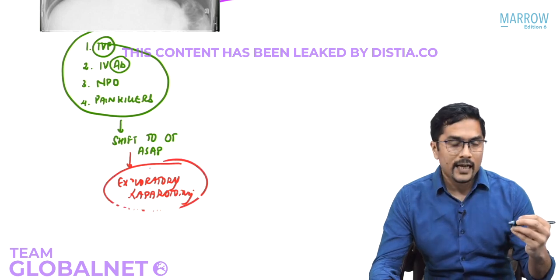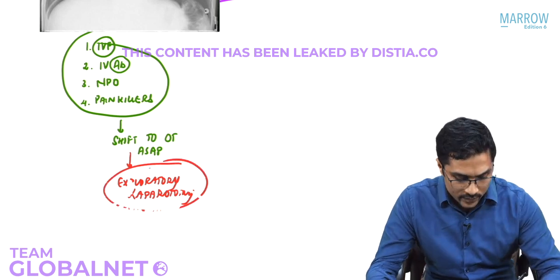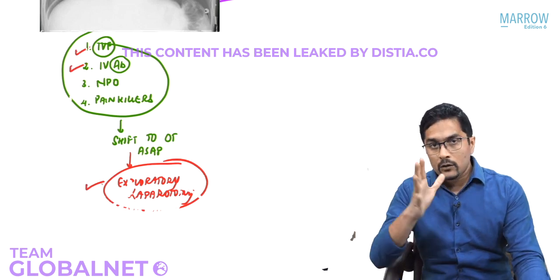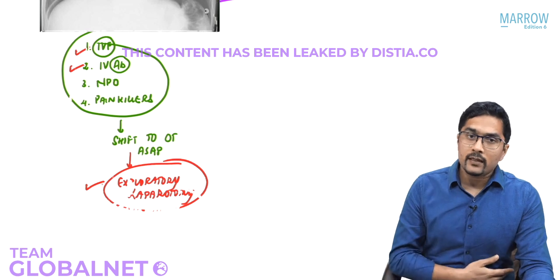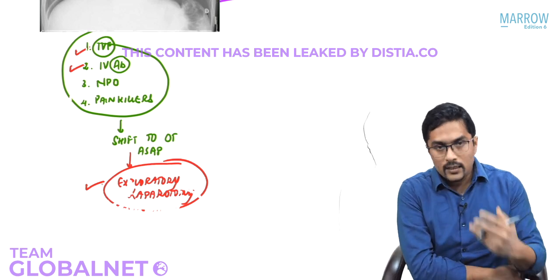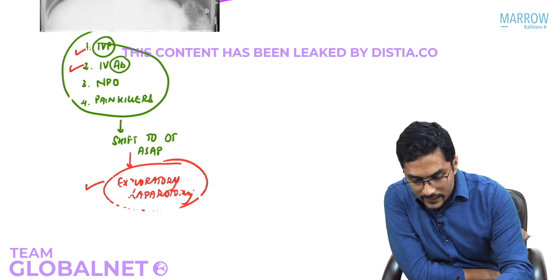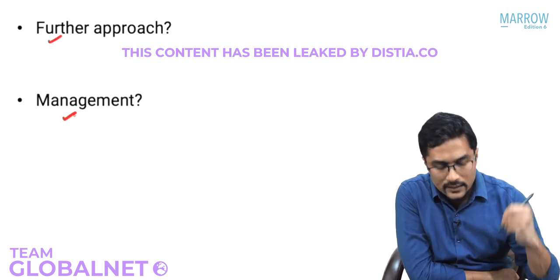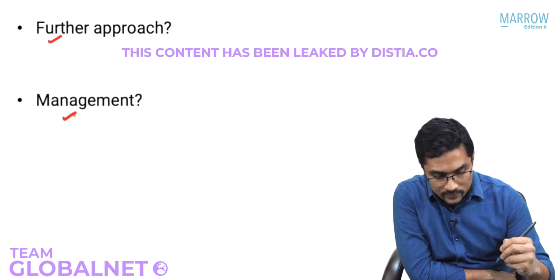So in this year's INI CET exam, what were the things which they had asked? IV fluids, IV antibiotic, exploratory laparotomy. Out of the 5 options given, you had to pick these 3 options. So this is how we are going to manage such a case. If you have a peptic ulcer perforation, further approach we've discussed. We've discussed the management also.